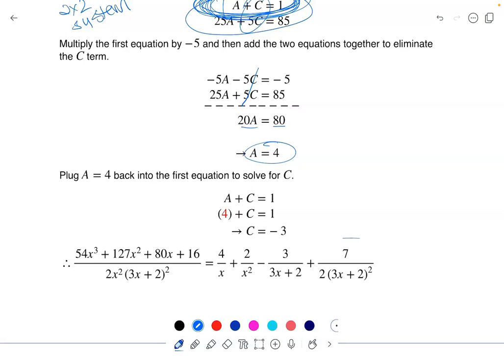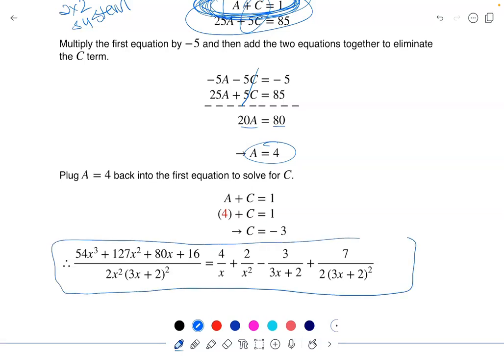So then you see me ultimately writing my answer up here, right? There's a, b, c. I put the negative sign here, negative 3, and then d was 7. Don't forget that 2 down there.